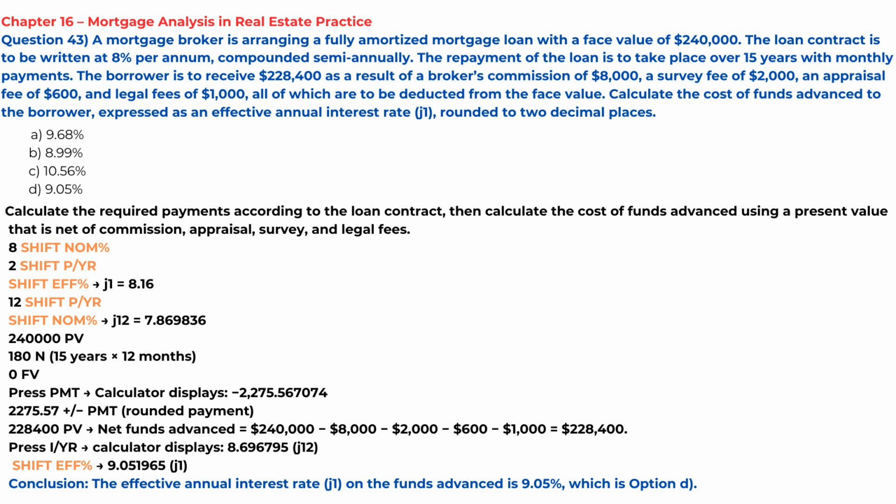$228,400. 228,400 PV. Press IYR. Calculator displays 8.69795, which is J12. Shift effective, 9.051965. Conclusion: the effective annual interest rate on the funds advanced is 9.05%, which is option D.